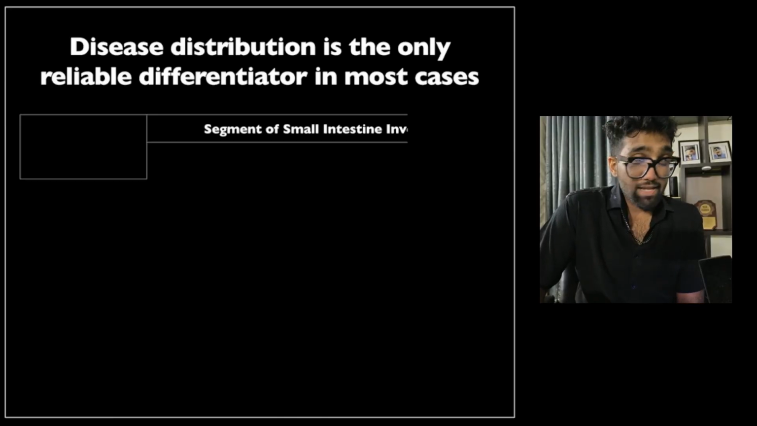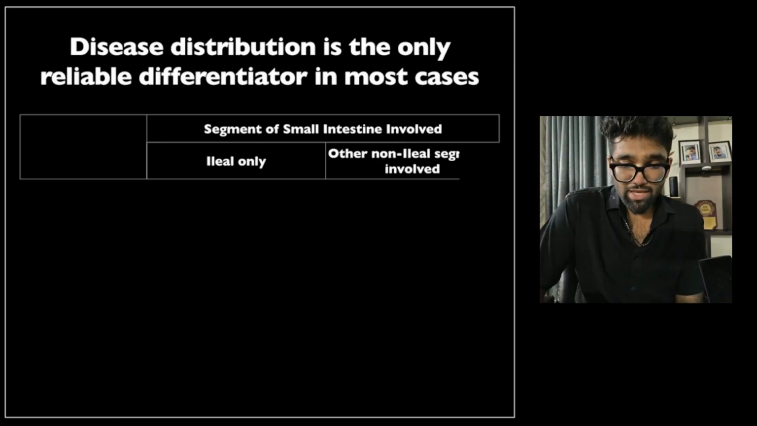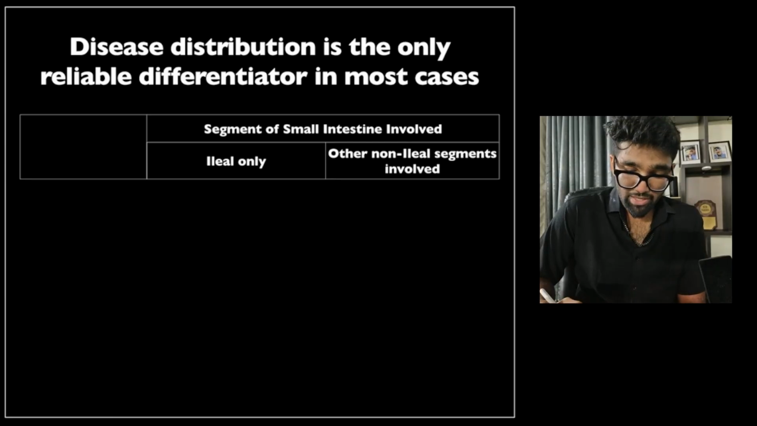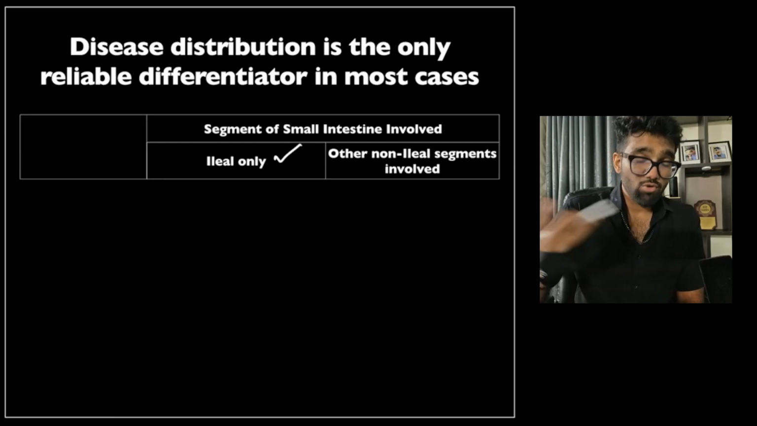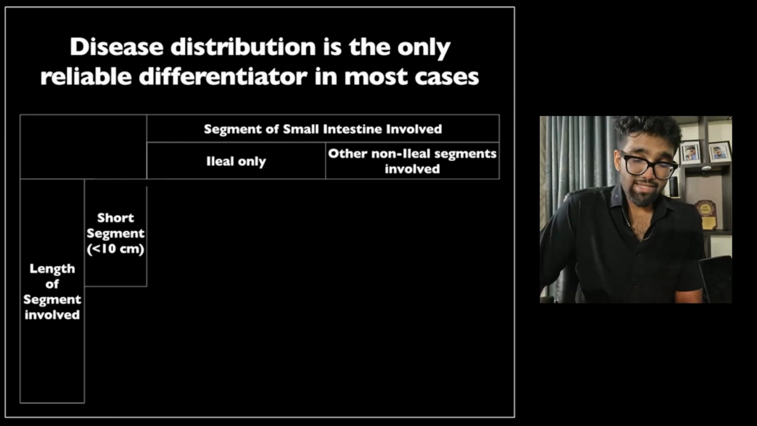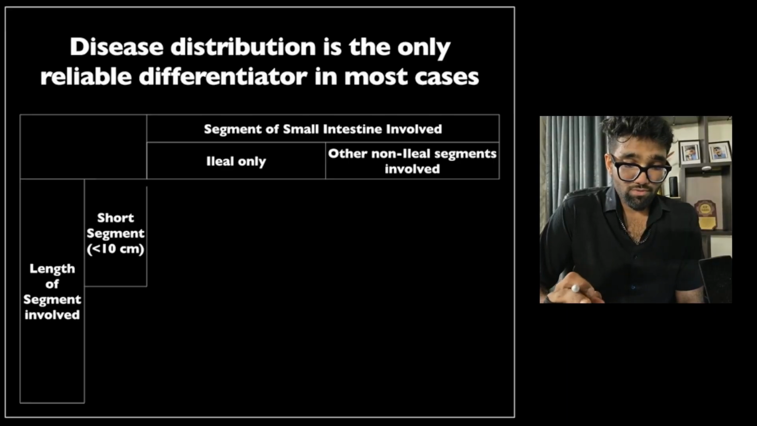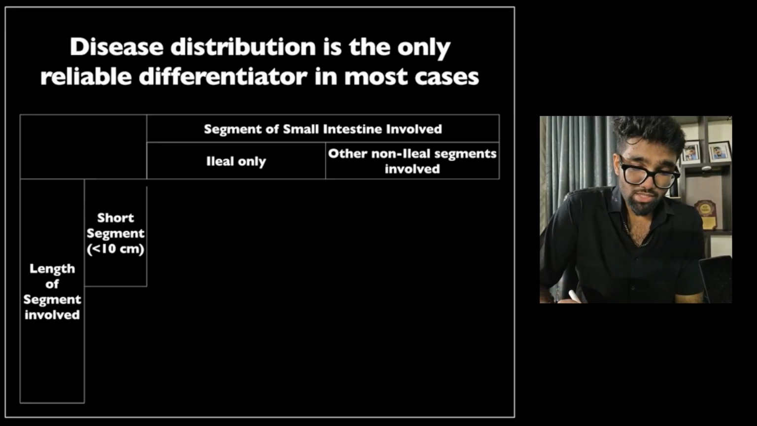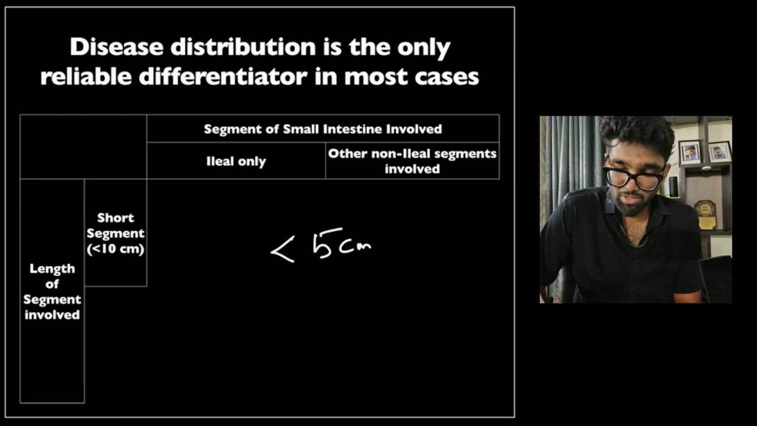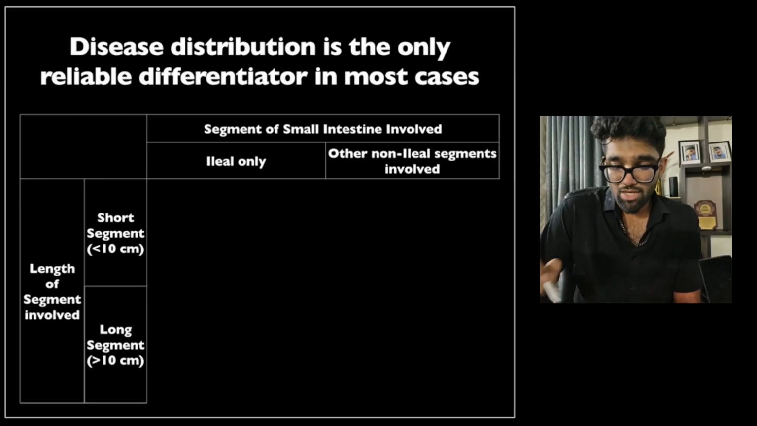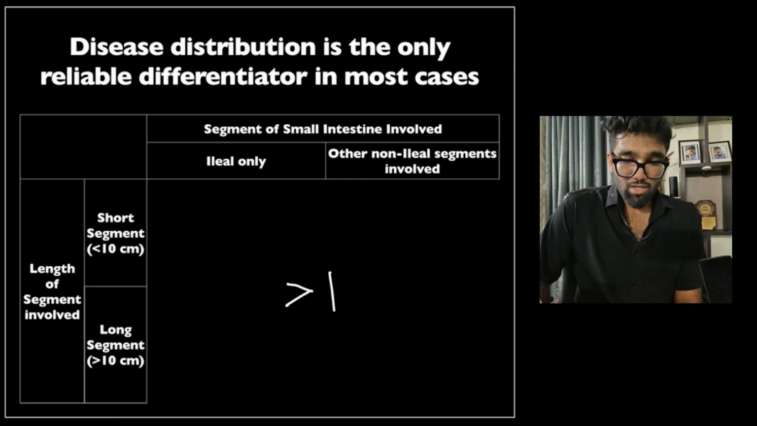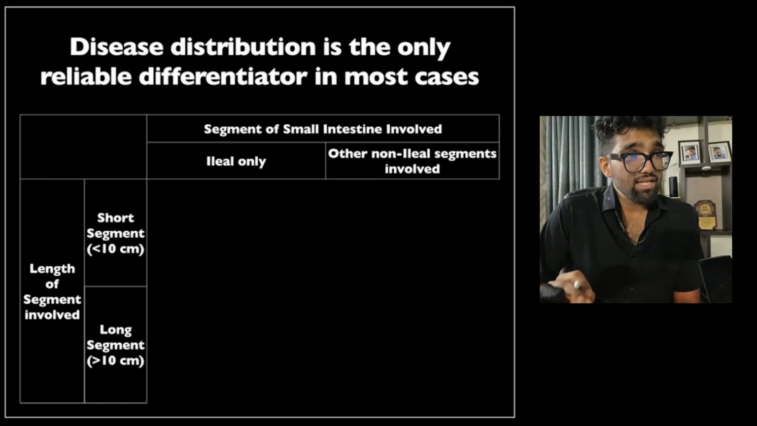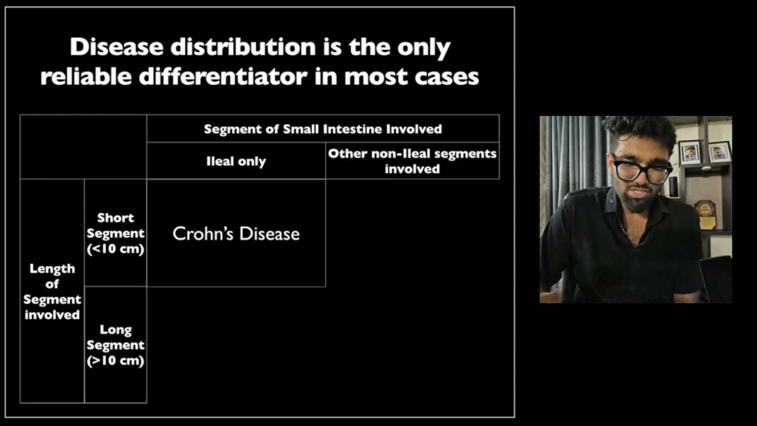So I have made a table in which I have the segment of intestinal bowel involved. Small intestinal involvement naturally could be ileal only, or it could be involvement of non-ileal segments. That is, the jejunum or the duodenum is affected. Okay. Second thing is there could be involvement of a short segment of the bowel. A short segment is considered less than 5 centimeters of contiguous involvement, or there could be long segment, where more than 10 centimeters of bowel is affected. Okay. Now, if you have ileal involvement and it is short segment, it's almost definitely Crohn's disease.